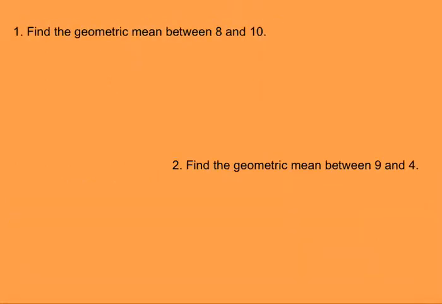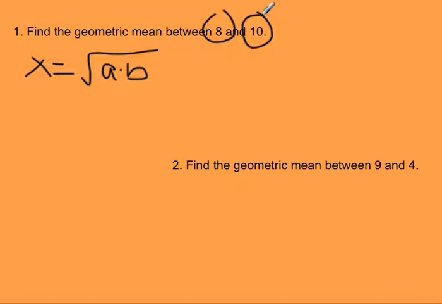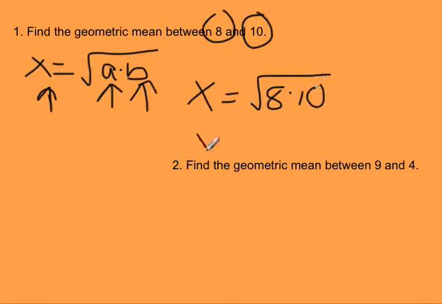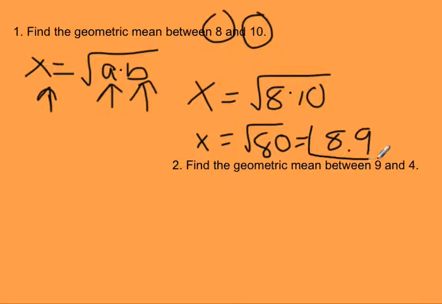Let's take a look at number 1. It asks us to find the geometric mean between 8 and 10. I'm going to use that formula, x is equal to the square root of a times b. If we're looking for 8 and 10, x is going to be the geometric mean, so 8 and 10 are going to be my a and b. So x is equal to the square root of 8 times 10, which is the square root of 80. We take the square root of 80 and you get 8.9. So that's the geometric mean between 8 and 10.